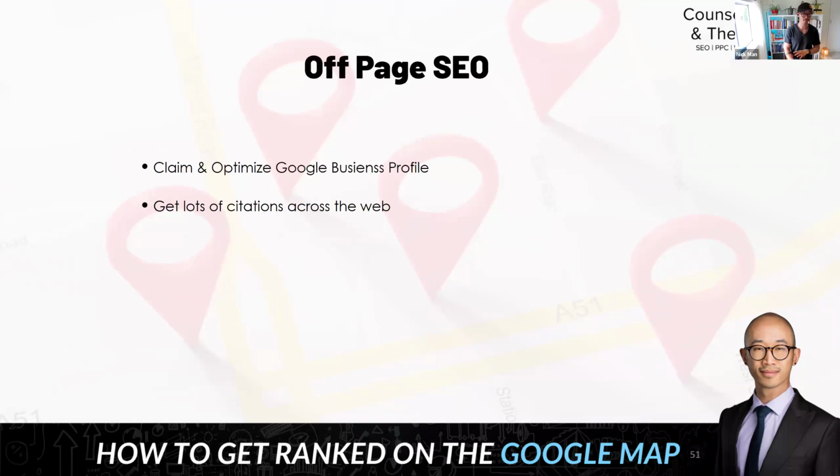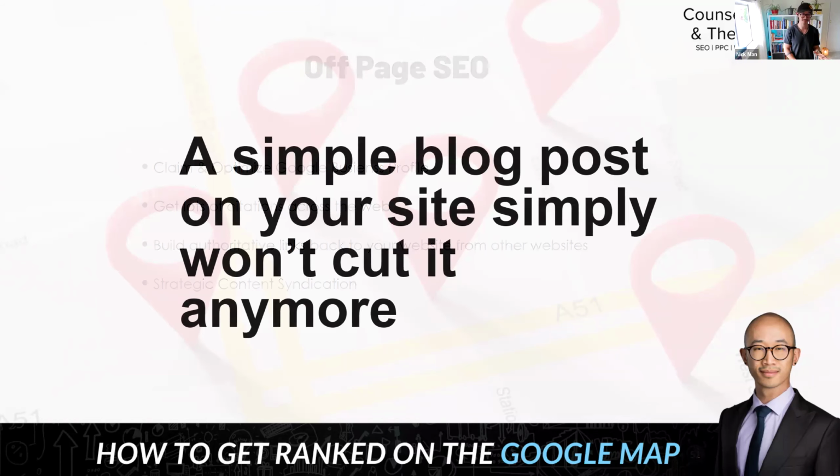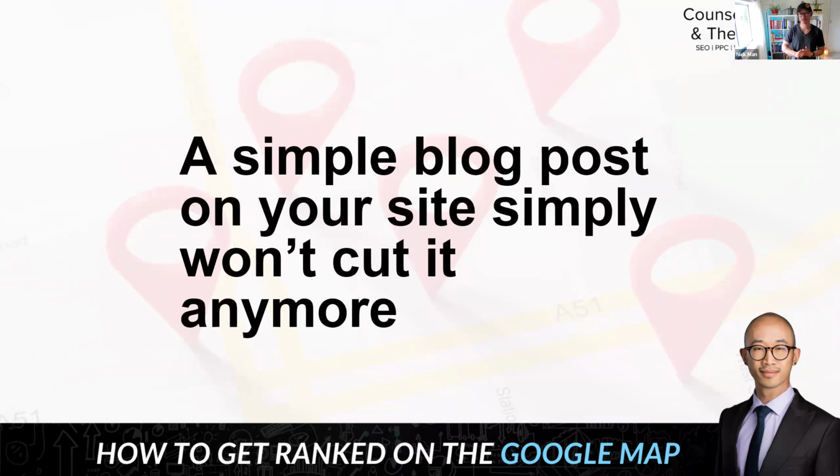Off-page SEO, getting into link building, building citations across the web, and then strategic content syndication. All of that would really help you rank higher in Google Maps. One thing that is not as easy anymore is the blog post. A simple blog post just won't cut it, and it never really did. It was a really common tactic for SEO agencies to say, oh, we'll get you 5 blog posts this month, and this will really help you start ranking.